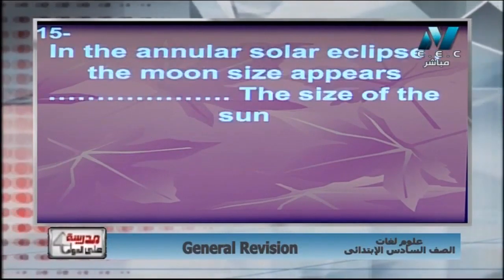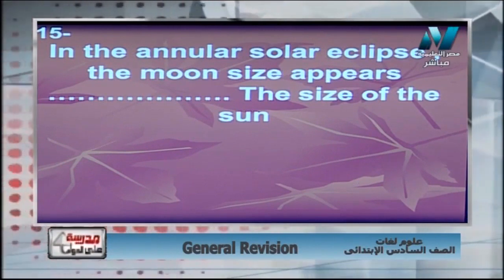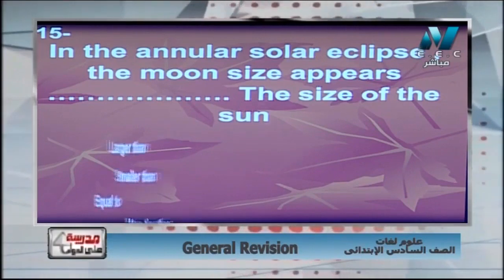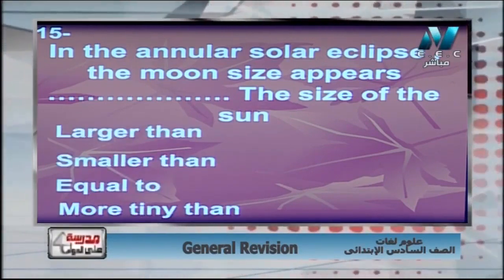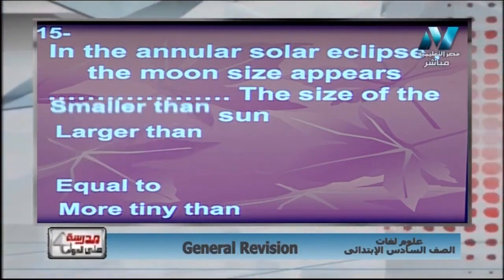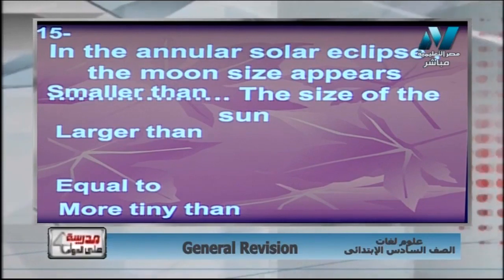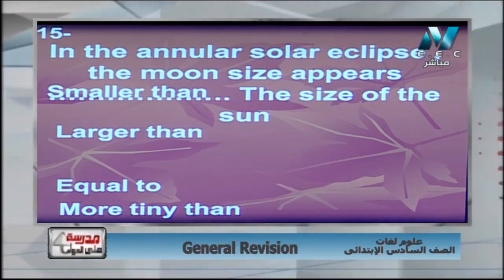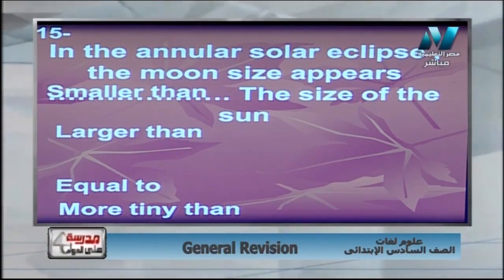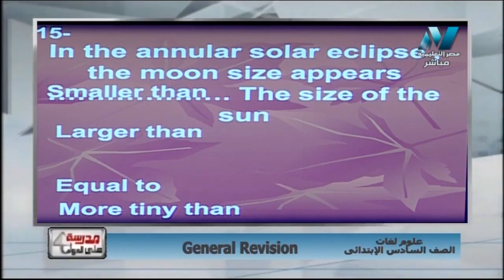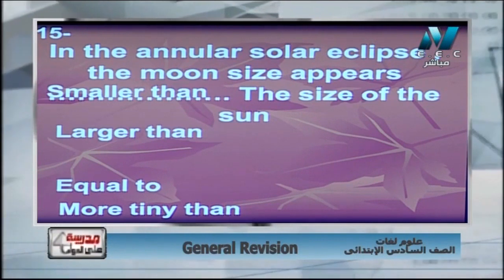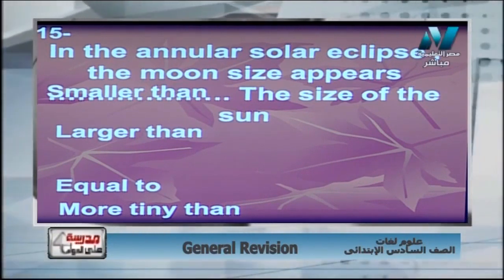Another question that says, in the annular solar eclipse, the moon size appears blank the size of the sun. Larger than, smaller than, equal to, more tiny than. Sure, in the annular solar eclipse the moon size appears smaller than the size of the sun. Because only the outer edges of the sun appear. The moon covers most parts of the sun but not all of it, so we say it is smaller than the size of the sun in this case specifically.